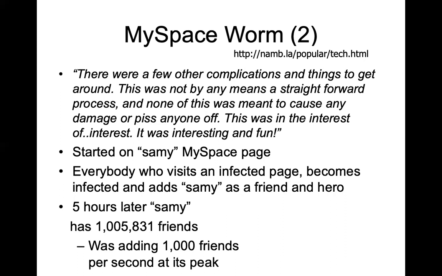So it started, as I said, with Sammy on MySpace. Everybody who visited the infected web page themselves became infected and would add Sammy as a friend. Five hours later, Sammy had over 1 million friends and was adding 1,000 friends per second at its peak. So the worm was spreading by infecting 1,000 people per second during the peak infection stage. Of course, they shut it down, but the damage was done. So that's the MySpace worm. It's a very famous instance of cross-site scripting.